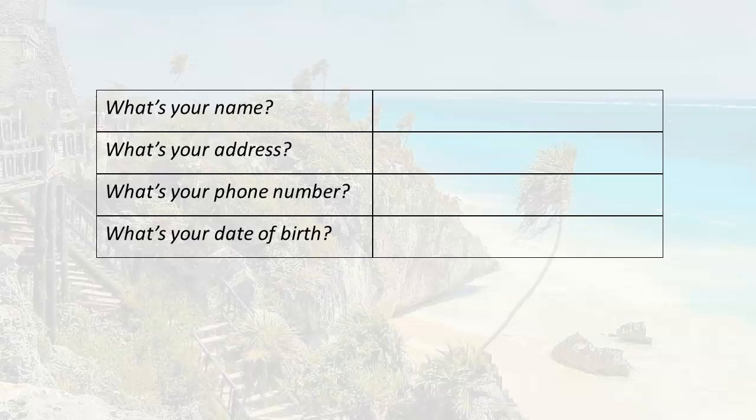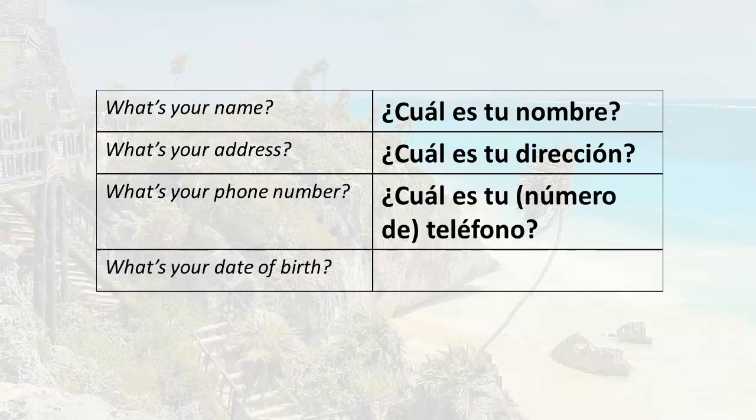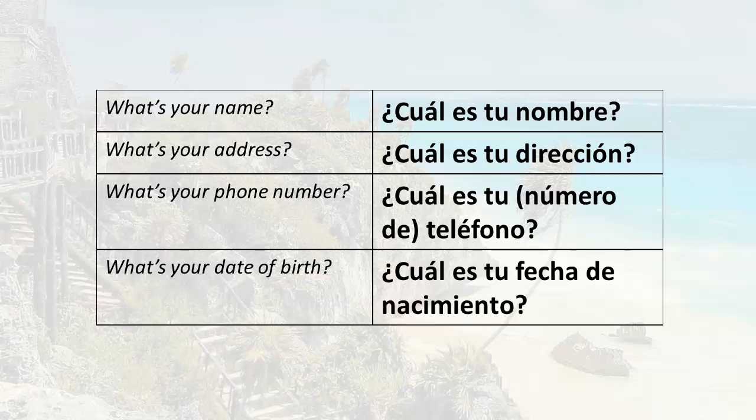So the first one, what's your name, is ¿cuál es tu nombre? What's your address? ¿Cuál es tu dirección? What's your phone number? ¿Cuál es tu número de teléfono? Sometimes people just ask the question, ¿cuál es tu teléfono? And the last question is, what's your date of birth? ¿Cuál es tu fecha de nacimiento? Notice that the question is cuál in all of these examples. However, when you translate it back to English, it means what?